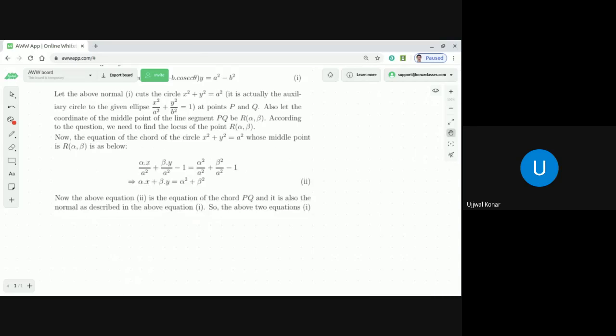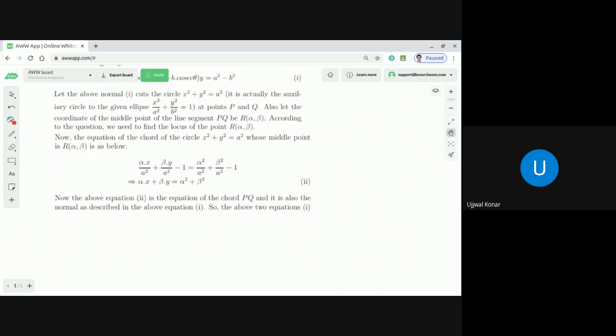So if you see here, the equation of the chord of the circle x square plus y square equal to a square, whose middle point is alpha comma beta, is what? Alpha into x by a square plus beta into y by a square minus 1, equal to alpha square by a square plus beta square by a square minus 1. Or in simple terms, what we can write, with a formula which is available in my notes, is alpha x plus beta y is equal to alpha square plus beta square.